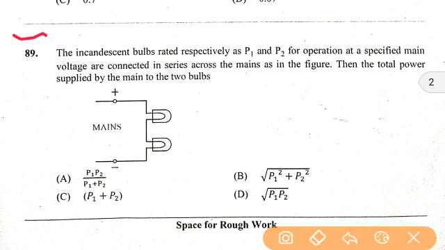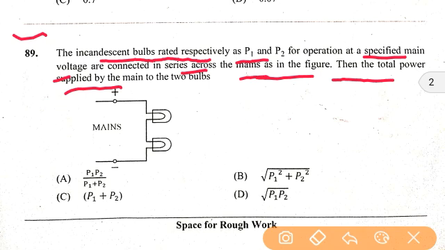In the next question, the incandescent bulbs rated respectively P1 and P2 for operation at a specified mains voltage are connected in series across the mains as in the figure. Then find the total power supplied by the mains to the two bulbs. For such an arrangement, the total power will be P1 into P2 by P1 plus P2. Option A will be the correct answer.